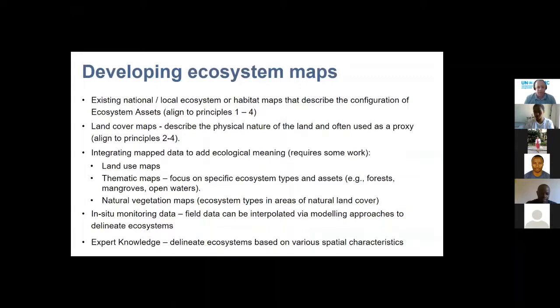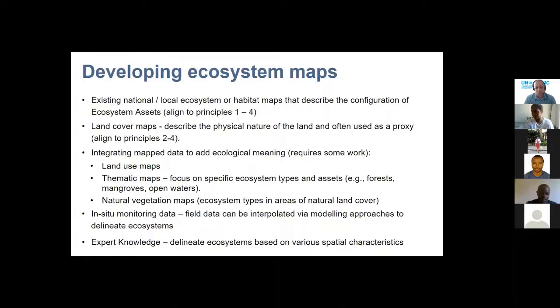So harvested area of forest may not show up as a land cover map, even though it's a plantation. So that can be useful. There's a number of thematic maps for different ecosystem types, so forests, mangroves, open waters, etc., that may add more detail. You can use natural vegetation maps, so these can often be helpful where you've got natural land cover from your land cover maps, and then you can perhaps get a bit more detail on what the type of vegetation community might be in those natural areas using those maps.